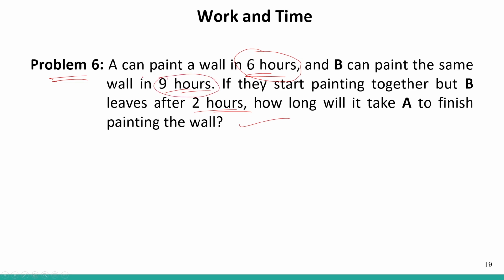So this seems to be a similar kind of problem, similar kind of combined work problem. So if they start painting together, but B leaves after 2 hours, in this question we have a tricky part here. That is, B leaves after 2 hours. So can you guess what we need to do? We'll have to break the problem into 2 parts: how their work rate is up to 2 hours and after that what it will become. That is how we'll break the problem and solve it, and we'll get the correct answer.